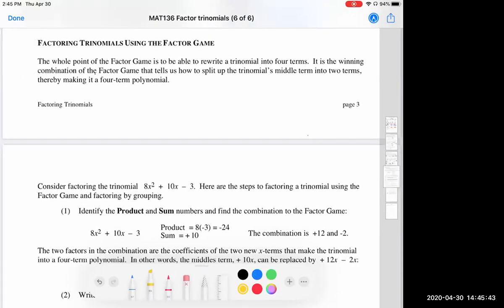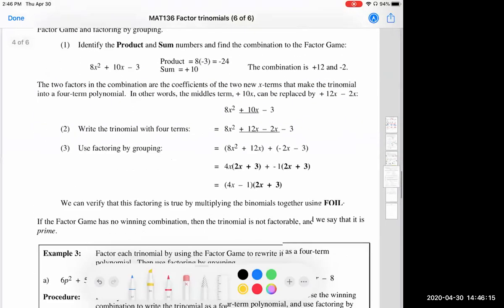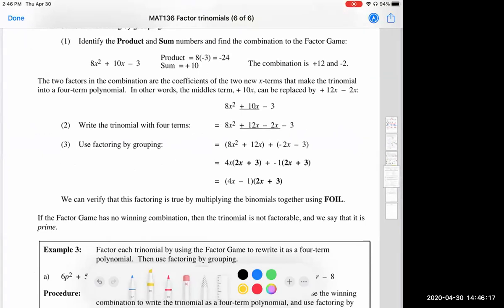All right, factoring trinomials using the factor game. The whole point of the factor game is to be able to rewrite a trinomial into four terms. It is the winning combination of the factor game that tells us how to split the trinomial's middle term into two terms, thereby making it a four-term trinomial. Consider factoring the trinomial 8x squared plus 10x minus 3. There are steps to factoring a trinomial using the factor game and factoring by grouping. Step 1: identify the product and sum numbers and find the winning combination of the factor game.